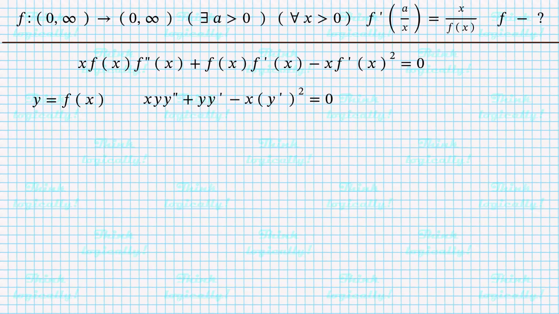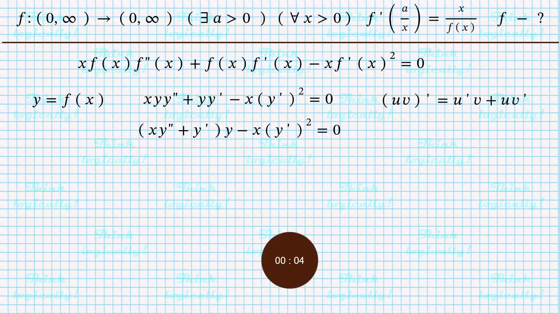We have a formula for the derivative of a product, giving two terms for the derivative, while our expression has three terms. Let's make two terms out of three by grouping first two terms and factoring out y. Look at the expression in the brackets. Doesn't it tell you something? The expression in the brackets is just the derivative of x, y prime.